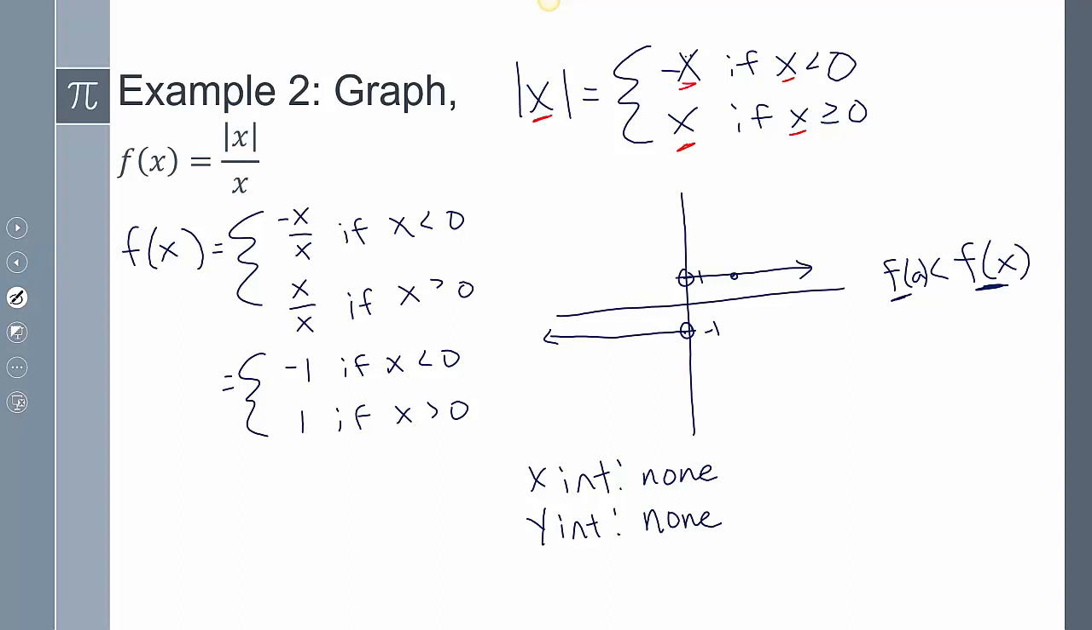And let's see, what about domain? Well, my domain, the issue is going to be here and here, so that's going to be from negative infinity to 0, union from 0 to positive infinity. And then my range is going to be just the numbers negative 1 and positive 1.